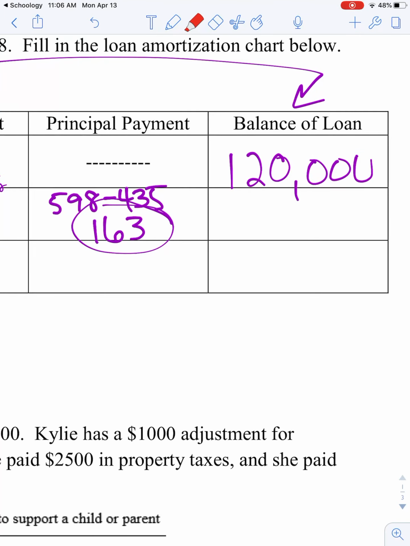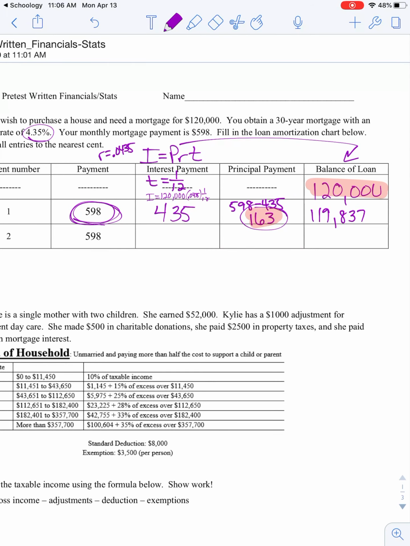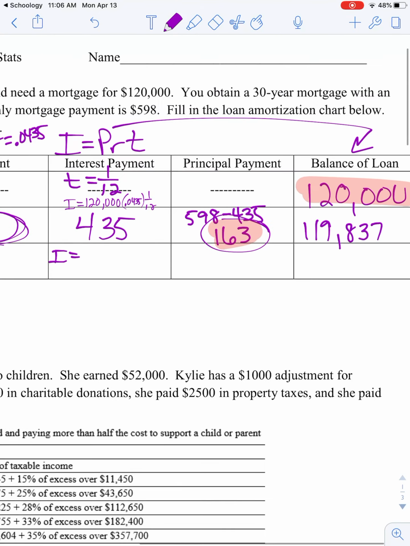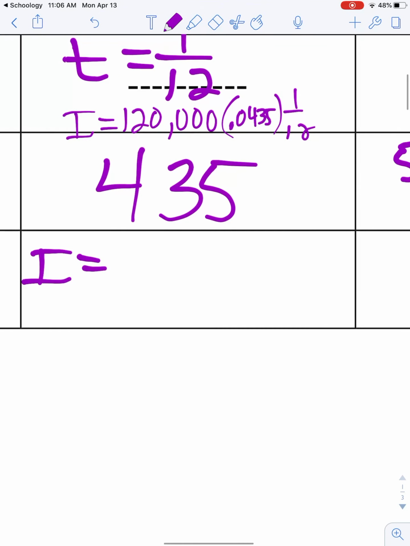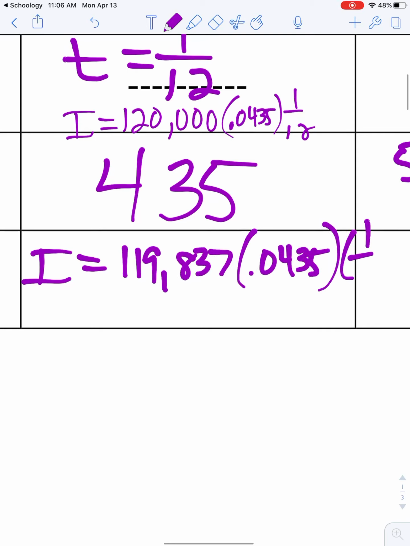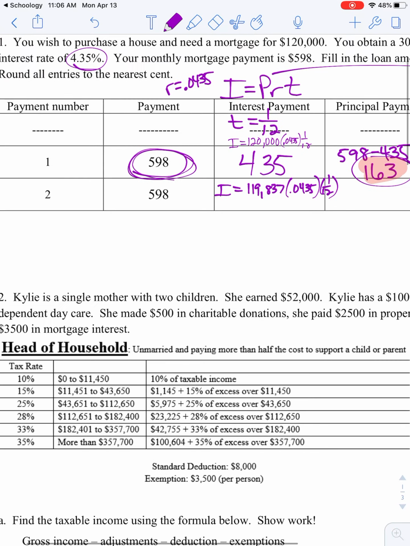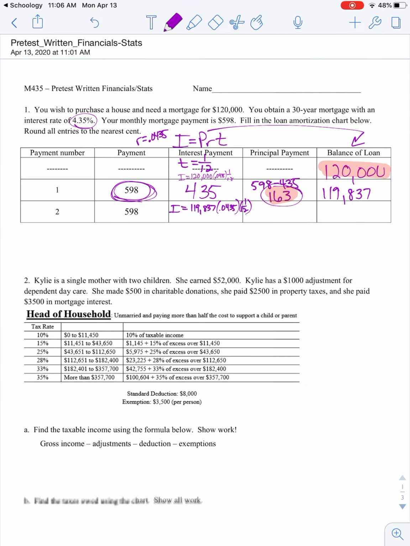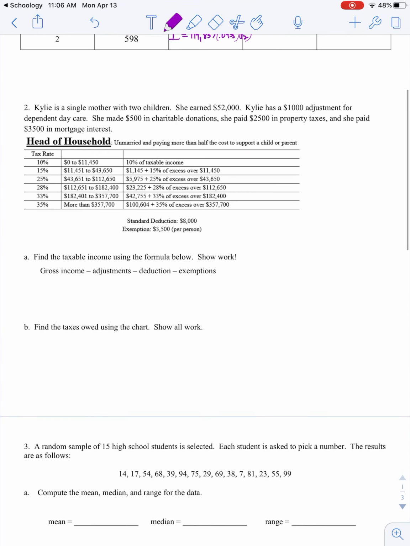So now you subtract $120,000 minus the $163, and that's where the $119,837 comes from. And then you do this all over again, but your new P is the balance of your loan. The $119,837 goes here. The rate stays the same, and so does the time. And so that's how you get the change there. And then you keep doing that, okay? So just a reminder on how to fill out that chart.